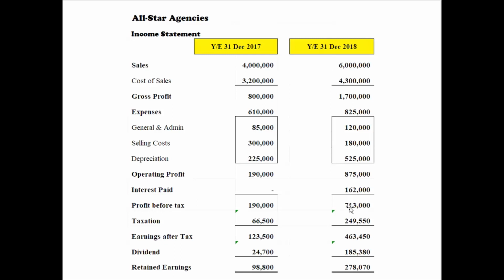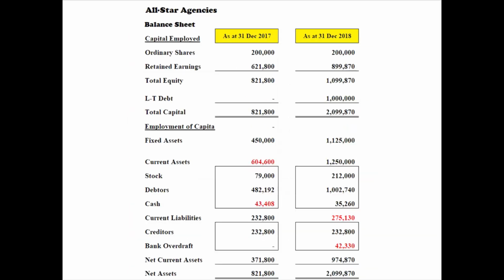The tax hasn't changed. That is 30% of the profit before tax number. Then subtract out the tax to get the profit after tax. Then we need to calculate the dividend, and in this case the dividend has increased to 40% of the earnings after tax. So calculate the 40% of that number and you are left with retained earnings of 278,070 rand. Take this number across to the balance sheet.